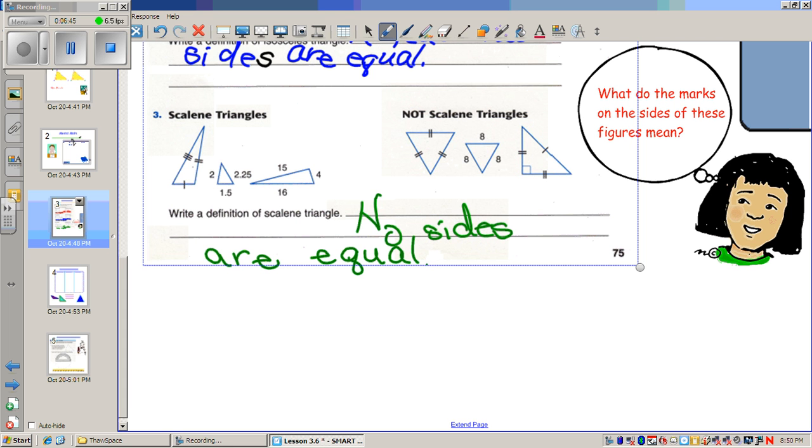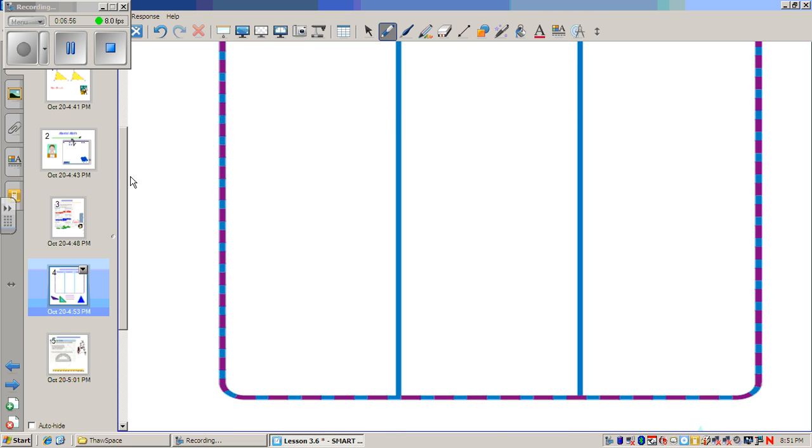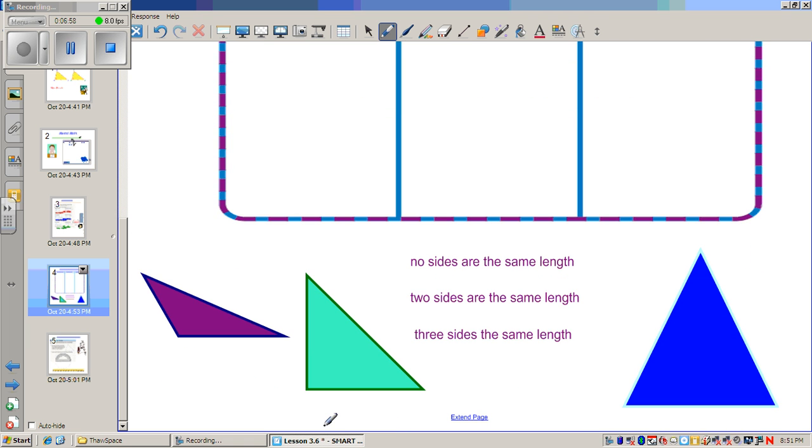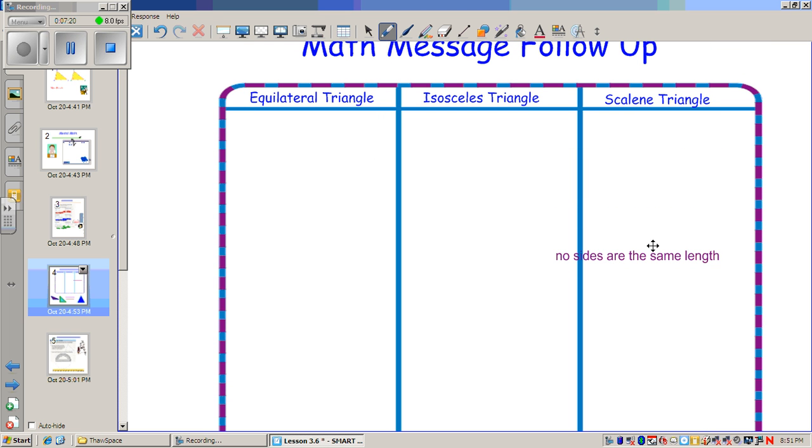But no sides are equal, so that would also mean none of the angles are equal. So let's move on. And it says equilateral triangle, isosceles triangle, and scalene triangle. And if I look down here, I have no sides are the same length, 2 sides are the same length, or 3 sides are the same length. I also have 1, 2, 3 triangles. So let's see if we can figure out where those would belong. Well, no sides are the same length. I need to scroll up because I know that in a triangle where no sides are the same length, that would be a scalene triangle.